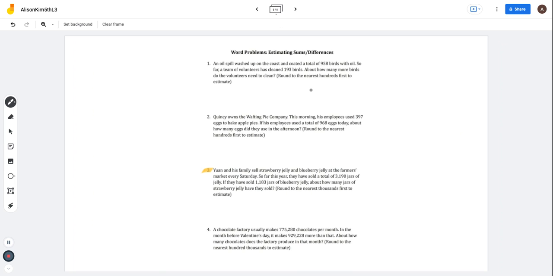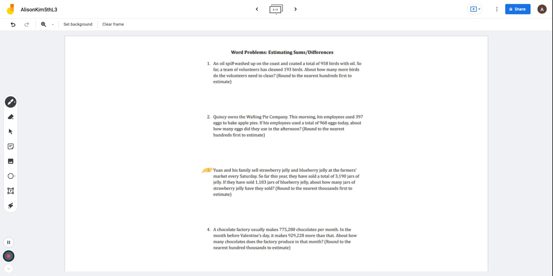Now we're going to move on to word problems. We're going to do number 3 together. It says, Yon and his family sell strawberry jelly and blueberry jelly at the farmers market every Saturday. So far this year, they have sold a total of 3,190 jars of jelly. That's the total, right? If they have sold 1,183 jars of blueberry jelly, about how many jars of strawberry jelly have they sold? Round to the nearest thousands first to estimate. Okay.